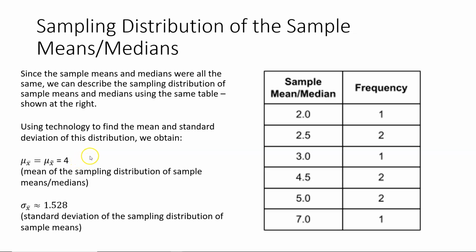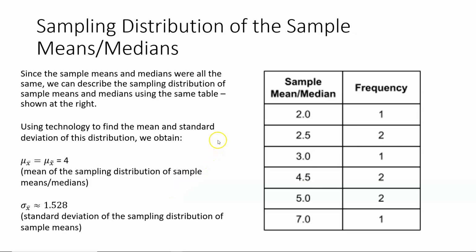Now, here's the thing to notice. From the mean of the sampling distribution of sample means, we see that this value of 4 matches the population mean of the original numbers 2, 3, and 7 that we had. However, the mean value of the sampling distribution of sample medians does not match the median we found for the population as a whole. And then here I've also shown the standard deviation for this distribution in this case.